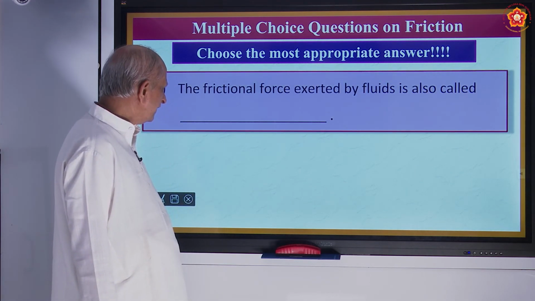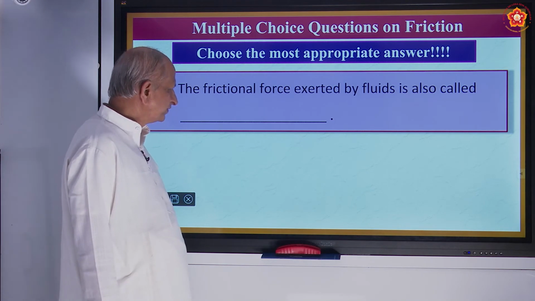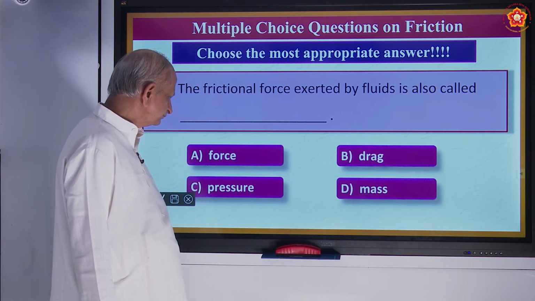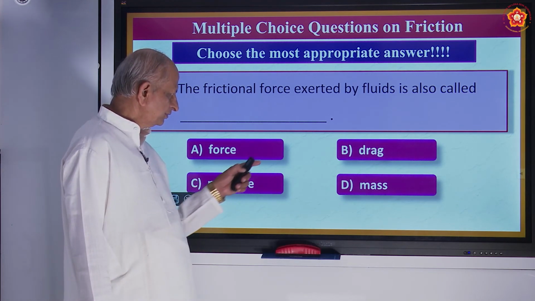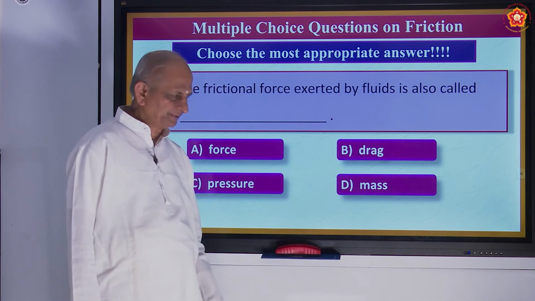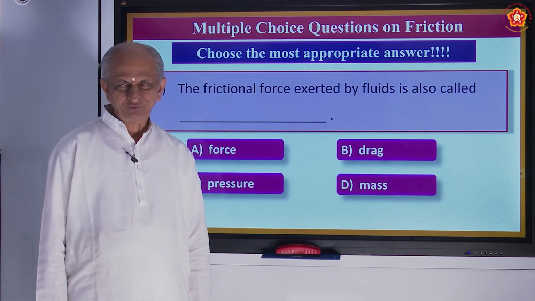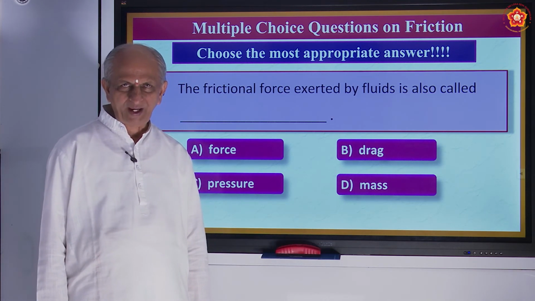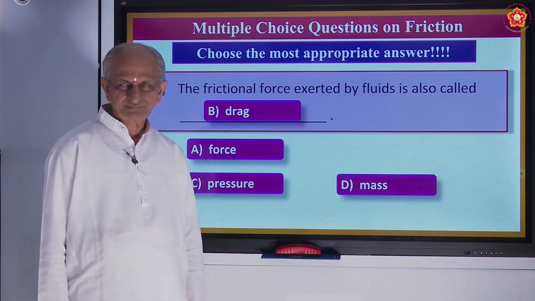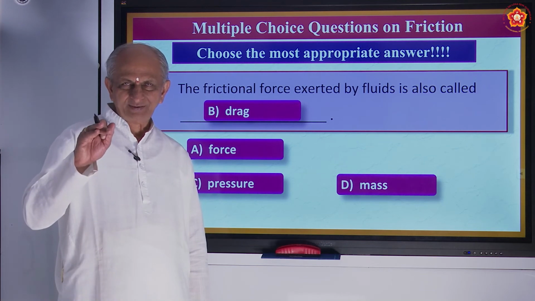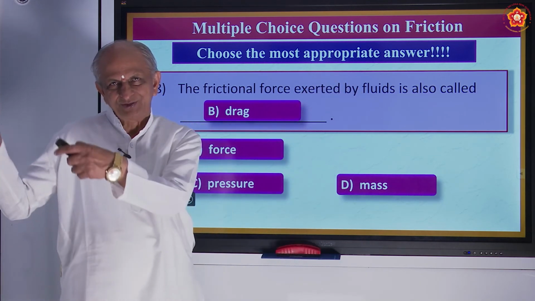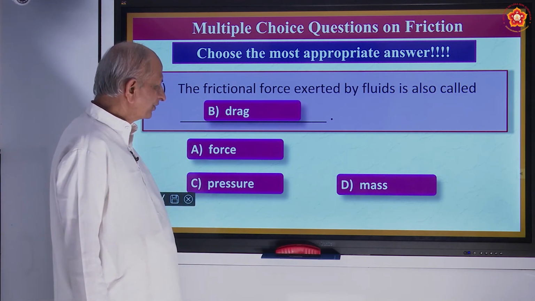And a very interesting question. The frictional force exerted by fluids is also called force, drag, pressure, mass. 5, 4, 3, 2, 1. It's called drag. For example, an aeroplane experiences drag. Sometimes it goes like this, swing. Okay.